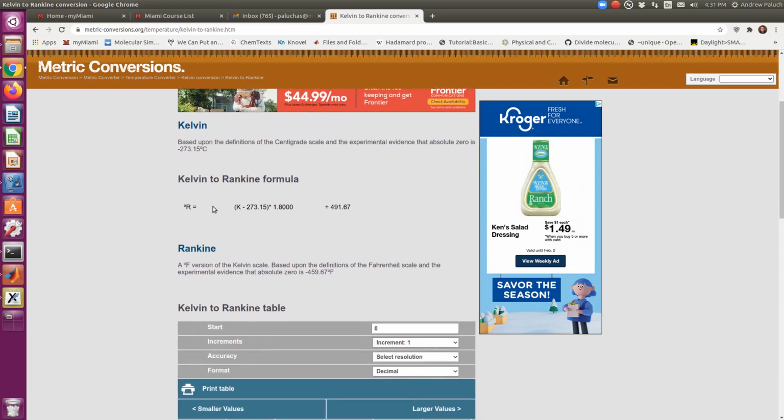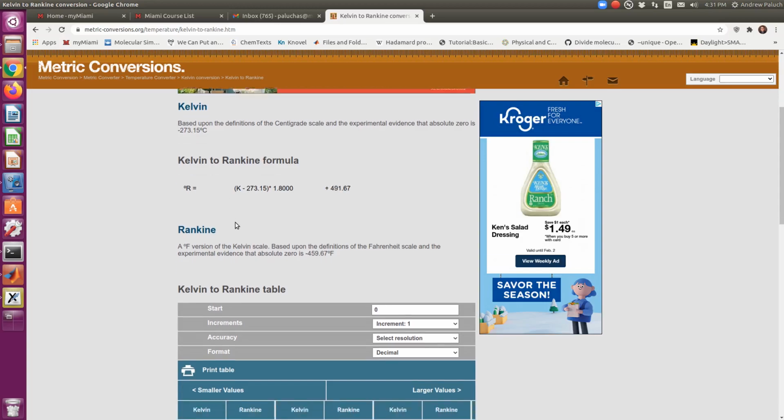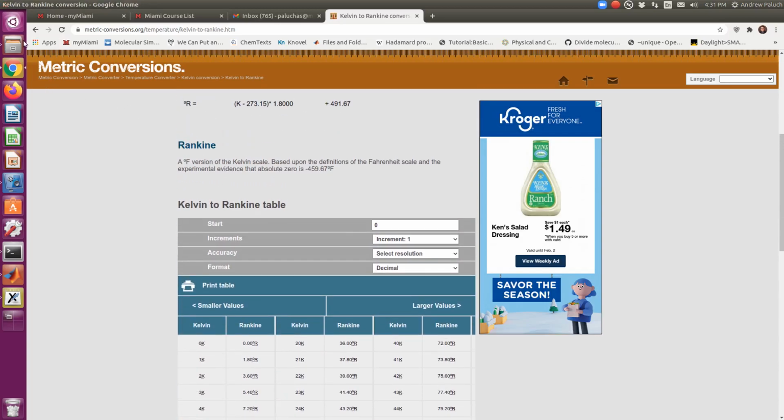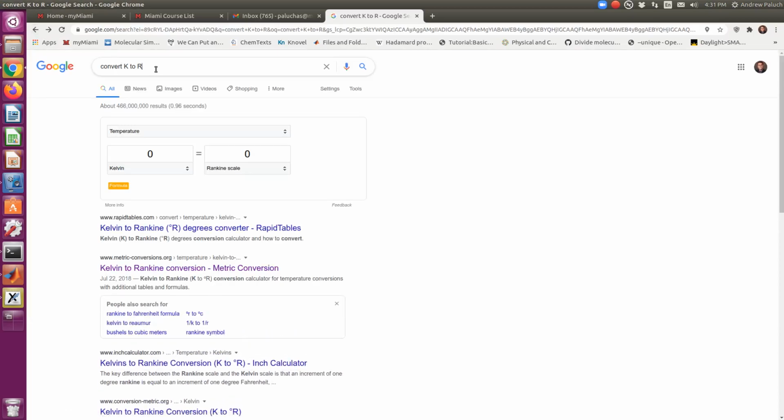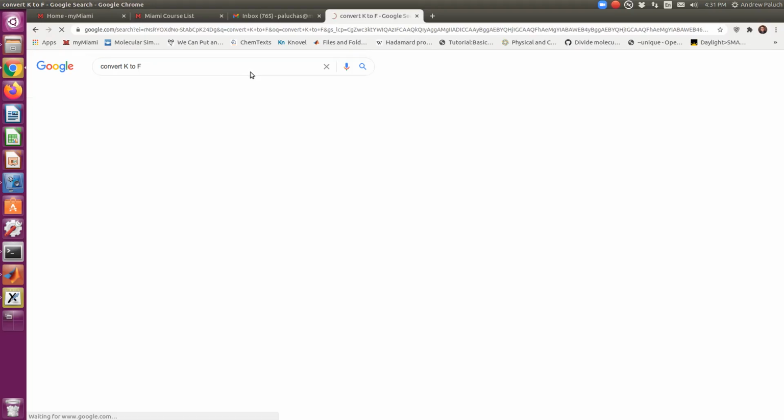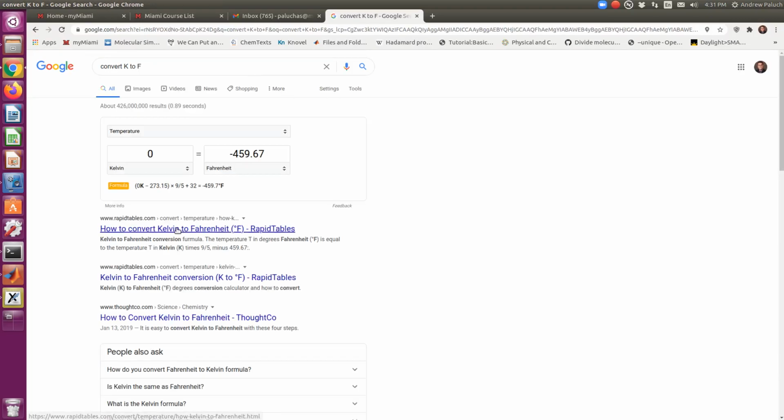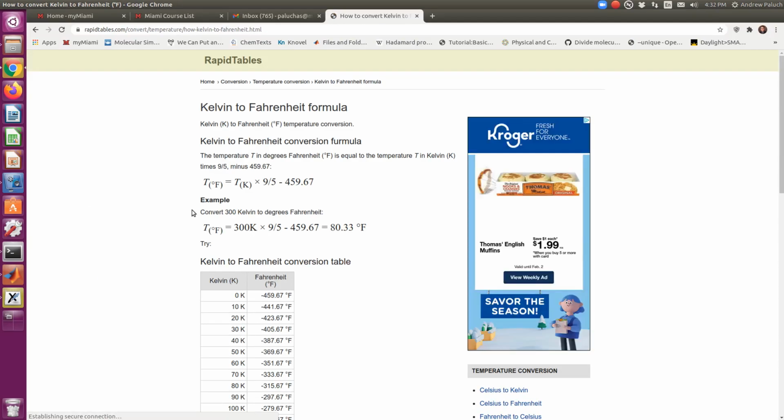So Kelvin to Rankine, the temperature in Rankine looks like it's the temperature in Kelvin minus 273.15 times 180. Oh boy, at that point I might as well just do Kelvin to Fahrenheit. Let's see what they have. Here we go. We'll just do it all then.